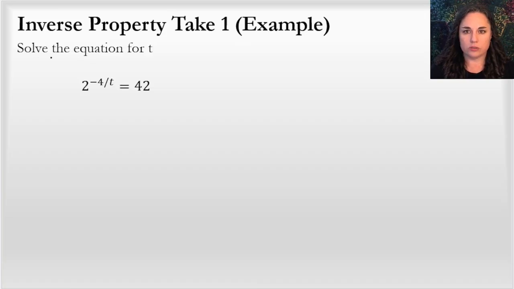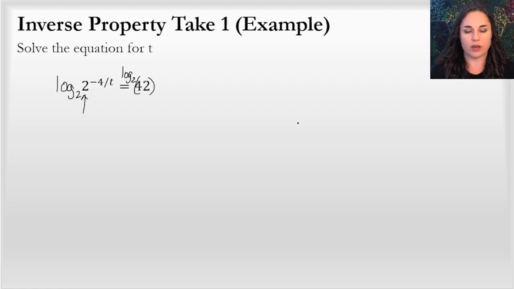So it says solve the equation for t. I'm going to note that my base is 2. If I want to use the inverse property to solve, I'm going to take a log base 2 in order to get rid of the 2. So that'll do it on this side. But remember, whatever I do on one side, I have to do on the other side, which means I'm going to do a log base 2 of 42 as well. We're not multiplying by log base 2. We are taking the log base 2 of 42.